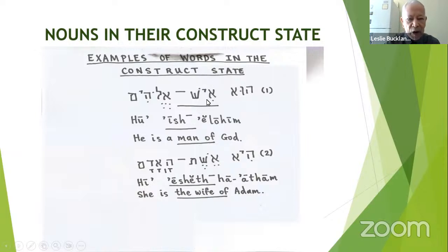So when you have a noun that is connected to another noun, we say that the noun is under construction because other nouns are going to be added to give some more information about the noun itself. He is a man of God, not just a man. She is the wife of Adam. She's not just the wife.